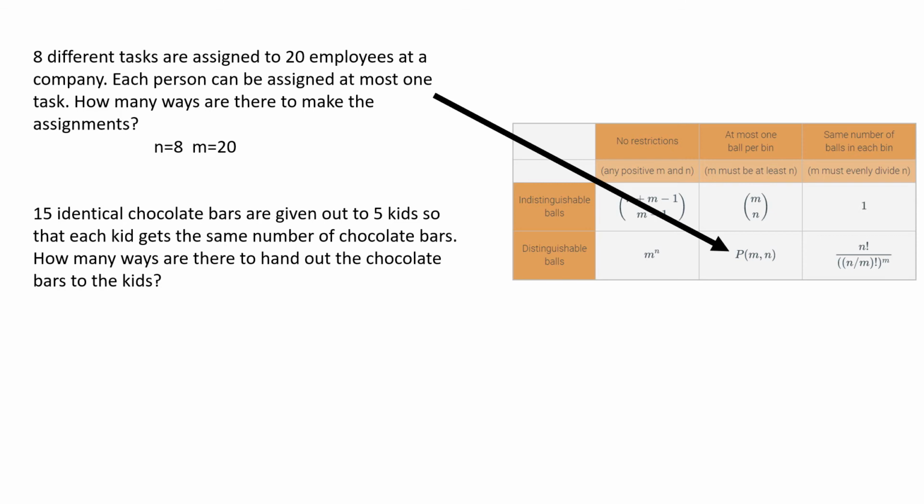How many ways are there to hand out the chocolate bars? So as far as the balls go, we would have to say it's indistinguishable because the chocolate bars are the same. So it would be on the first line of this table. But we'd have to have the same number of chocolate bars per kid, so that would be equivalent to same number of balls in each bin. So that would get us over here, and we see that, yeah, is what we would think. There's only one way to do that, and that's give 3 chocolate bars to each kid.